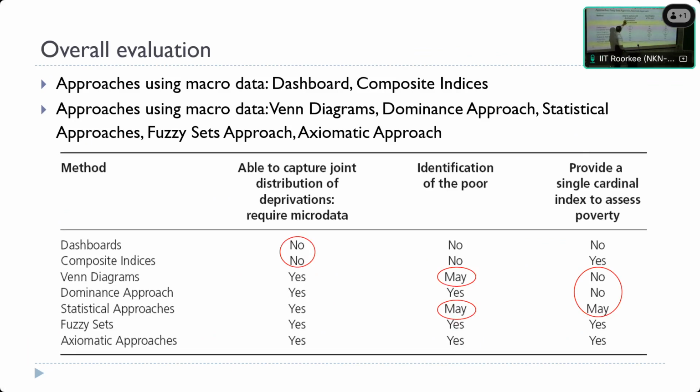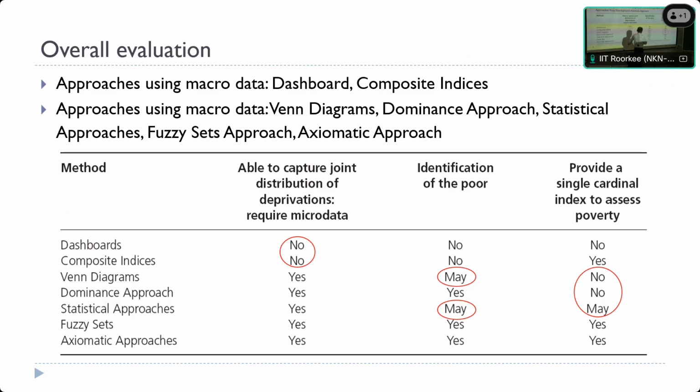Able to capture joint distribution, require micro data set. Of course, the first two, they don't. For the second one, all of them, yes, they are sensitive to joint distribution. Identification of the core: the first one, definitely no. This one may, depending on how you are using the Venn diagram. Yes for dominance approach, and for these last two approaches, statistical approaches may or may not. Provide a single cardinal index: first one, no. Composite, yes. They are not so much. The last two, they are yes.